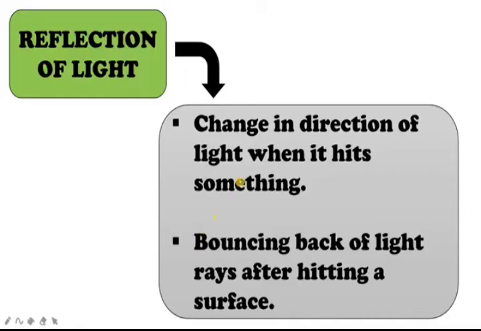Look here. What is reflection of light? It is the change in direction of light when it hits something, and it should reflect back. The light which falls on a body will be reflected back, and the rays after hitting its surface. The light should fall on a particular object, and from the object it should reflect back. Then only the things are visible.